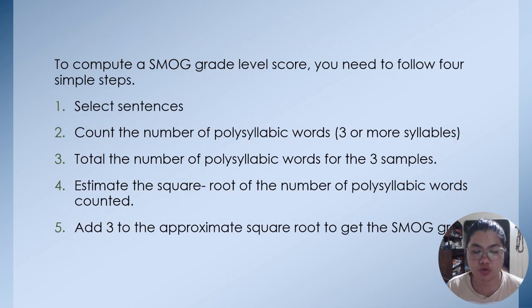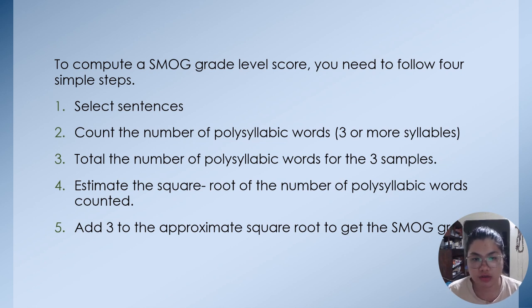To get a grade level score, we need to follow these simple steps. The first one is select sentences. We're going to count 10 consecutive sentences near the beginning of the text to be assessed, 10 near the middle, and 10 near the end. So we're going to have 10 in each level: the beginning, middle, and end. Try to select the 10 passages that are representative of the printed materials.